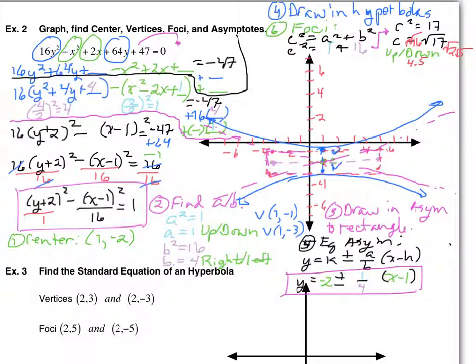So that means that we're going to go 4.5 above the center and 4.5 below the center, but that's not how we're going to label our foci. So we're going to go 4 above from center. We're going to go up 4. So that puts us at, yes, between 2 and 3. And then 4 below, oh, 4.5. So we're going to go somewhere between 6 and 7. So there's our other focus.